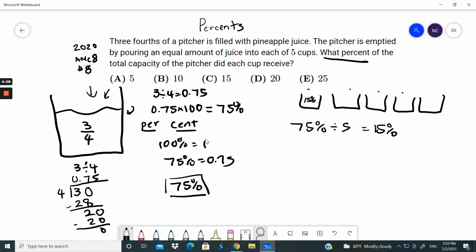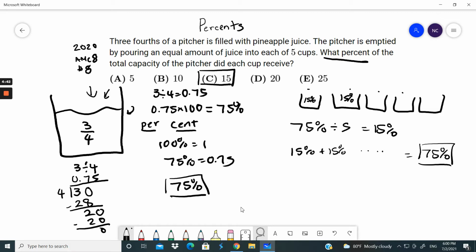And it makes sense because all you have to do is add up 15% five times, and you end up with 75%, which is the original number. And since we couldn't have gained or lost any pineapple juice, we know that this is the right answer. So the correct answer is each cup received 15% of the total capacity of the pitcher.